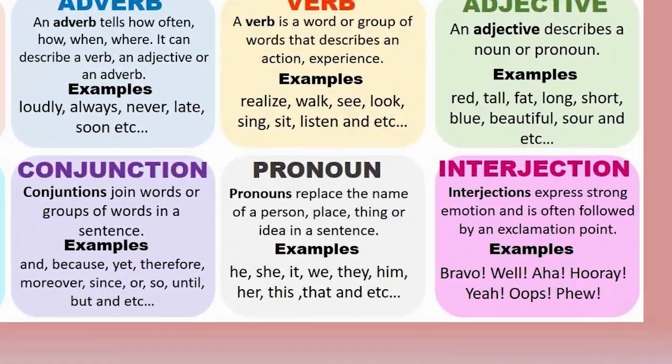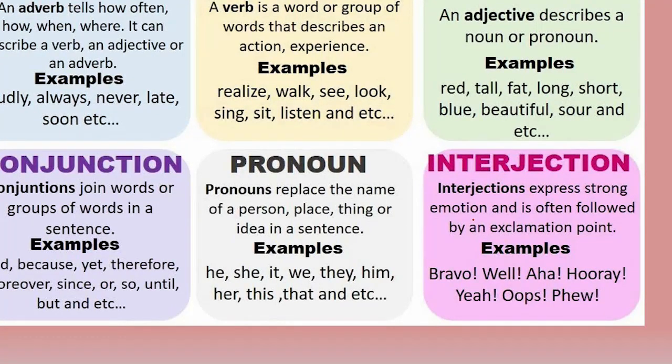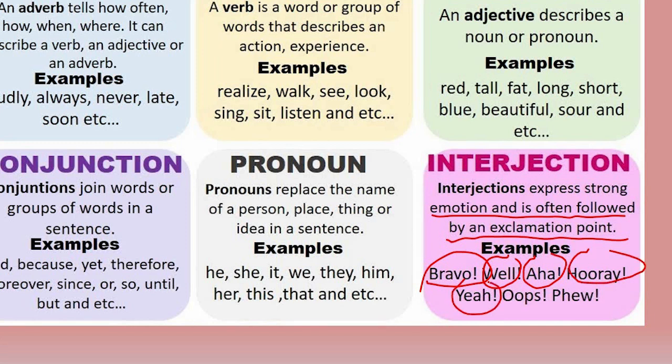Now look at the interjection here. Interjections express strong emotions and are often followed by an exclamation point. Like bravo, well, aha, hooray, yeah, oops, phew. These are emotions of joy, opinion, happiness, anger, hate. There are many. Don't forget to put an exclamation mark when you use an interjection.